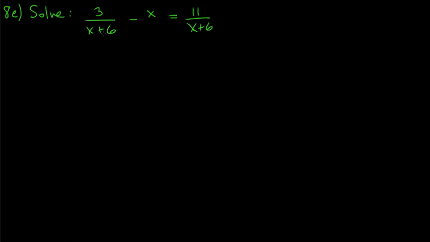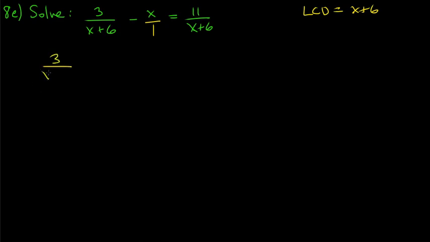So 3 over x plus 6 minus x equals 11 over x plus 6. And of course, there's always an x over 1 here. You can always put it over 1. So again, this is not a fraction. We'd either have to subtract the two fractions, right, or just multiply by the LCD. And in this case, the LCD is pretty obvious, right? It's just x plus 6, or times 1 if you like.